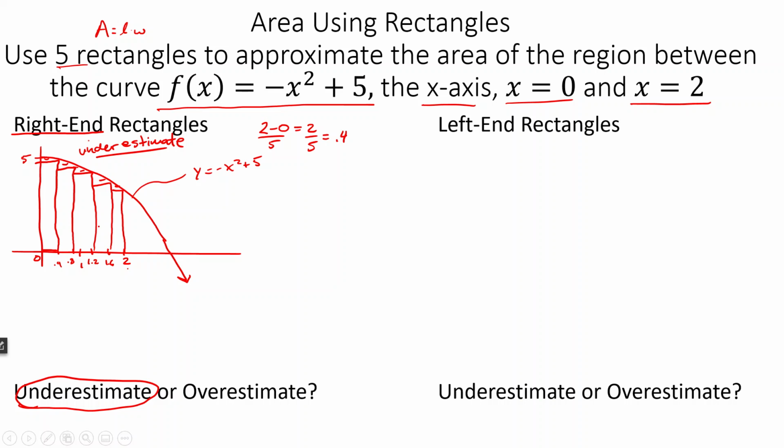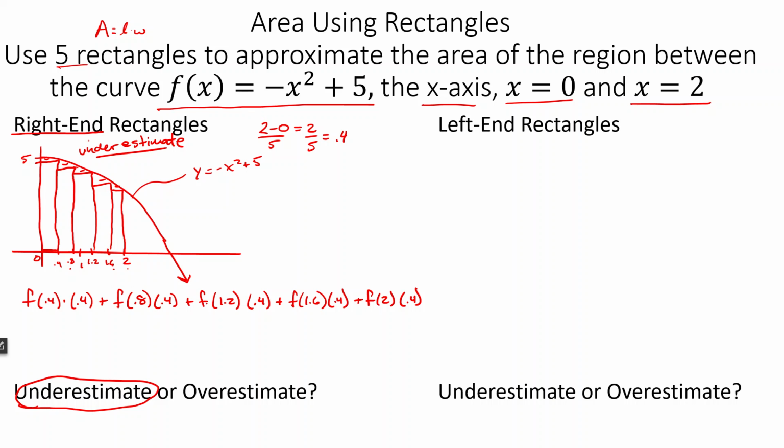All right, so now if we want to find these areas, each one of these rectangles has a width of 0.4. So this first one is going to have a height here. We're going to plug in 0.4 into our function. So it'd be f of 0.4 times the width of 0.4. The next one's going to be f of 0.8 times the width of 0.4. The next one's going to be f of 1.2 times the width of 0.4. The next one's going to be f of 1.6 times the width of 0.4. And the last one's going to be f of 2 times the width of 0.4.